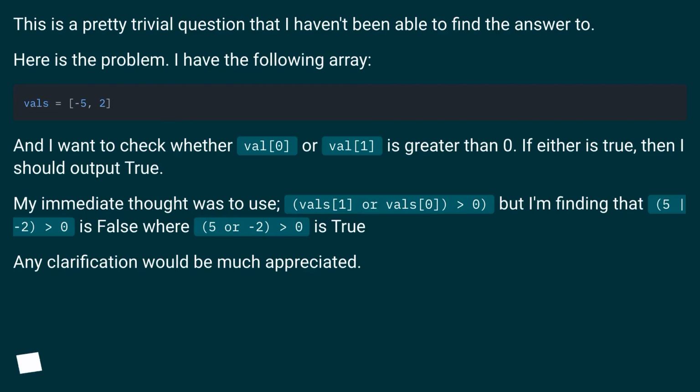Here is the problem. I have the following array, and I want to check whether val[0] or val[1] is greater than 0. If either is true, then I should output true. My immediate thought was to use vals[1] | vals[0] > 0, but I'm finding that 5 | -2 > 0 is false where 5 or -2 > 0 is true. Any clarification would be much appreciated.